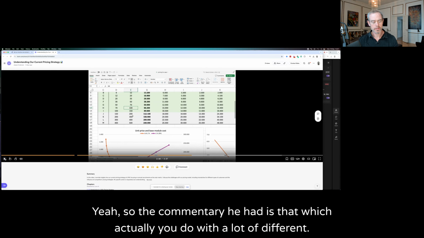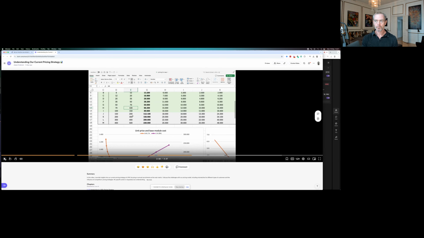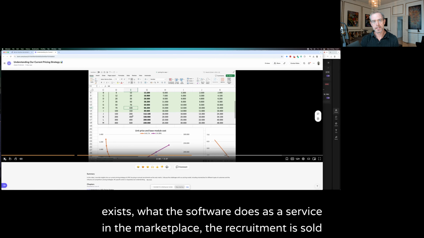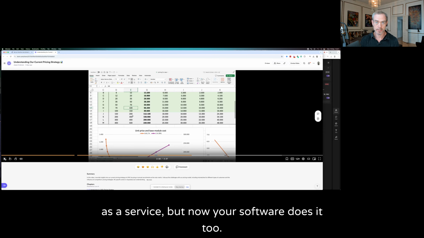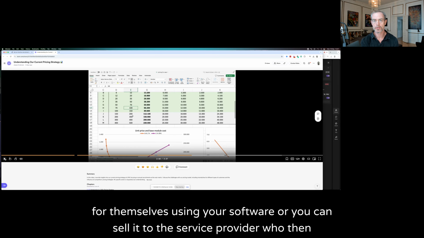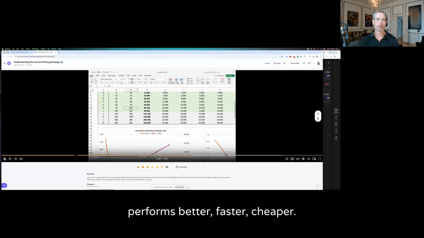Yeah. So the commentary he had is something you do with a lot of different types of software. If a service already exists in the market, say recruitment sold as a service, and now your software does it too, you can usually sell it directly to the end customer, who then performs the service for themselves using your software, or you can sell it to the service provider, who then performs a better, faster, cheaper service using your software.